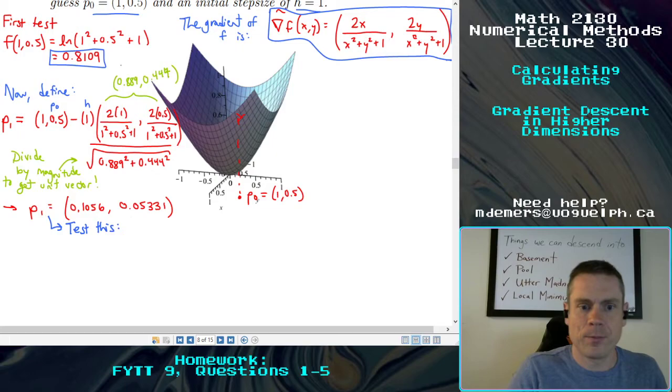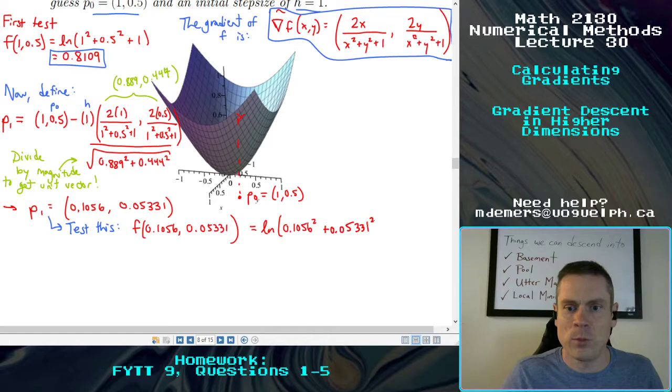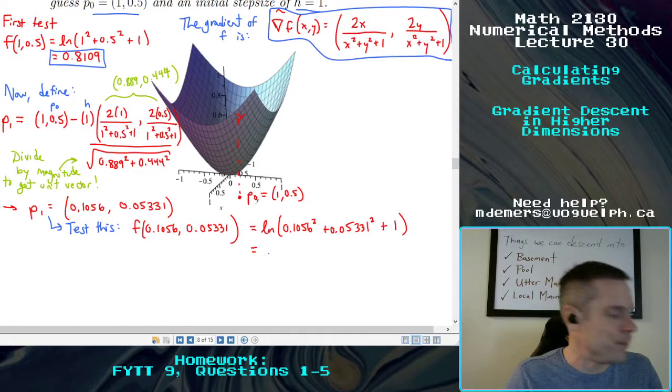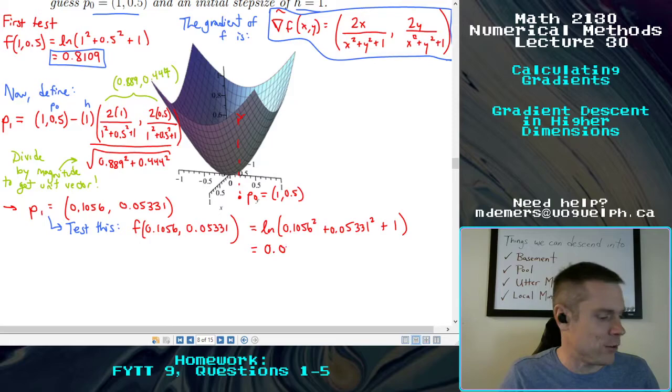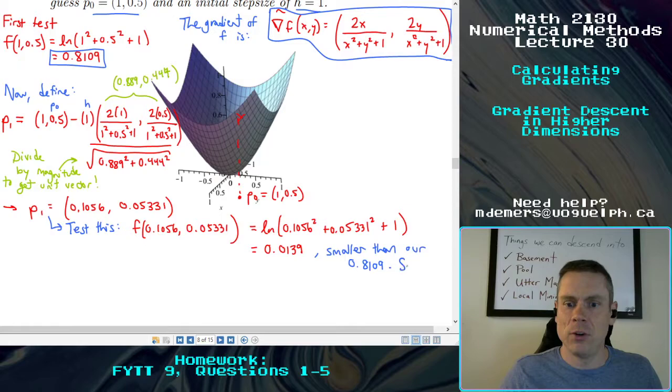And if we do, we get that f of (0.1056, 0.05331) is equal to, plugging into that ln function, the ln of 0.1056 squared plus 0.05331 squared. It's pretty easy to see if you know something about the function. These numbers that you're plugging in are being added to 1, and they're smaller than what we had before. This is going to end up being smaller overall. So this is going to end up being about 0.0139. And this here is smaller than our 0.8109.